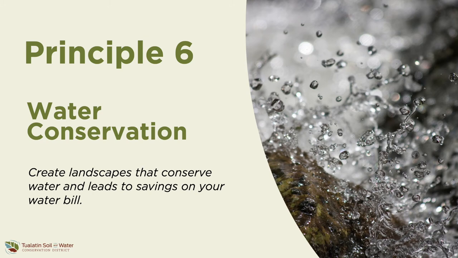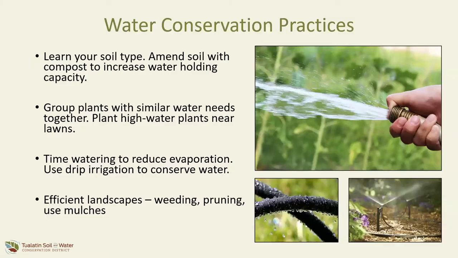Principle 6 is water conservation. Not only are naturescape landscapes ecologically beneficial, but they also can help save money on your water bill. Water conservation starts with the soil, so it's important to know what type of soil that you have. Your soil dictates the amount of water that your landscape can absorb. Soils with more organic material or compost hold more water.